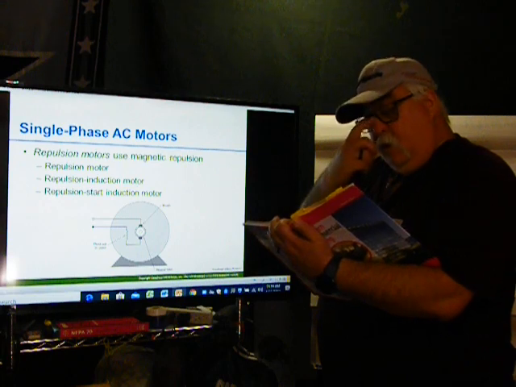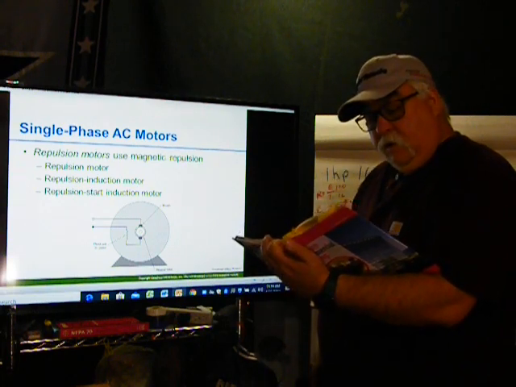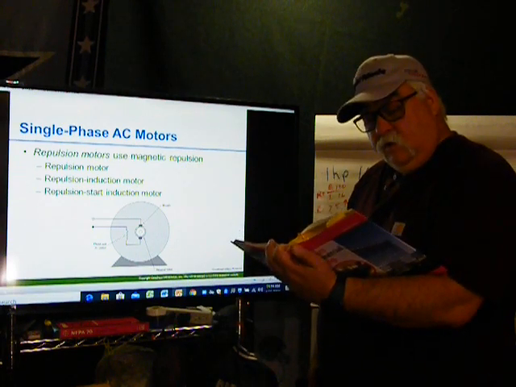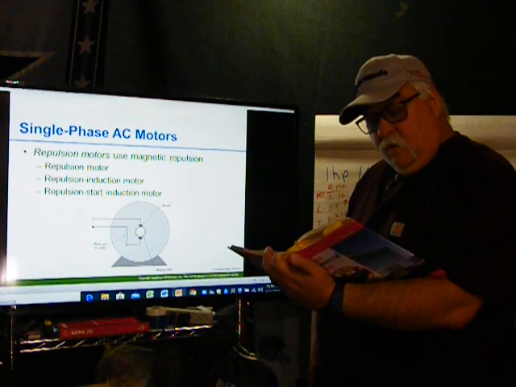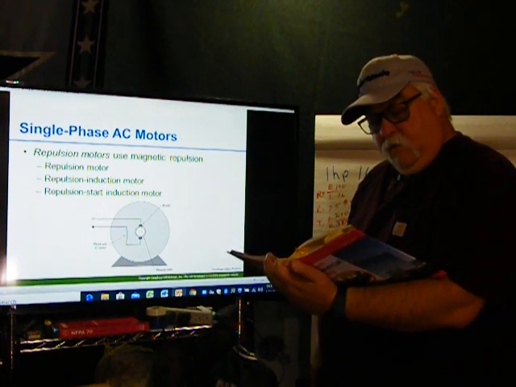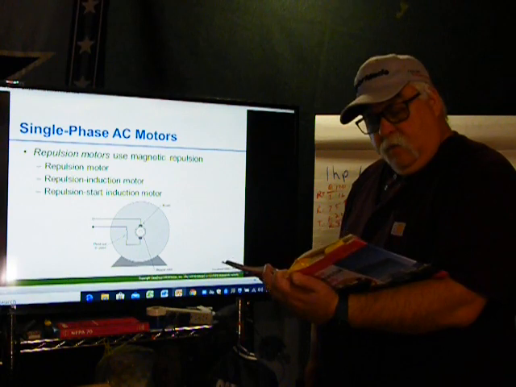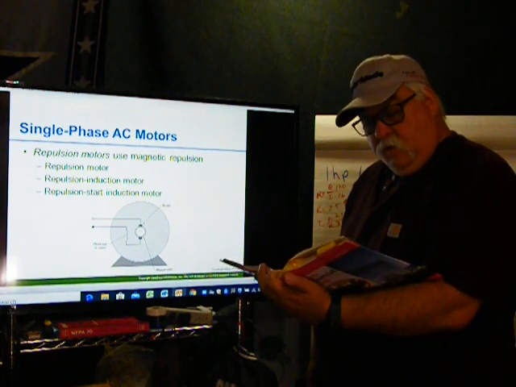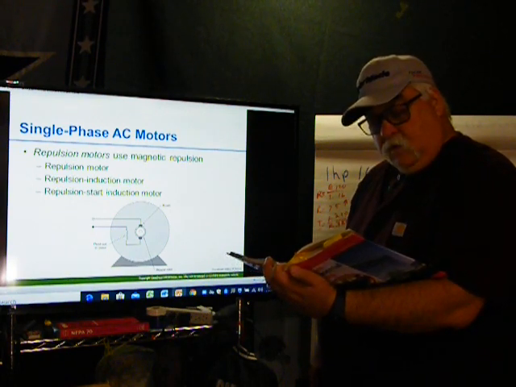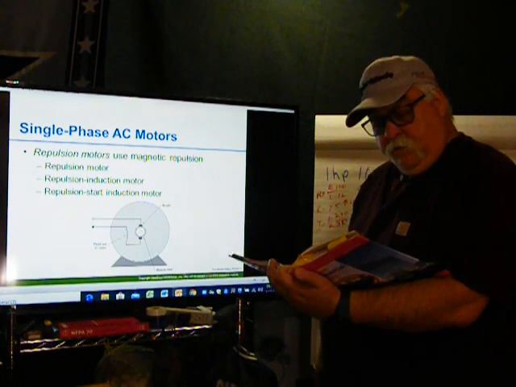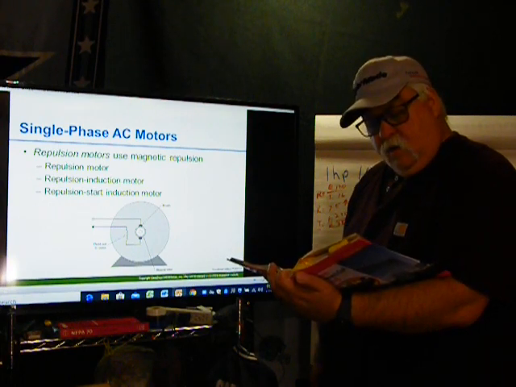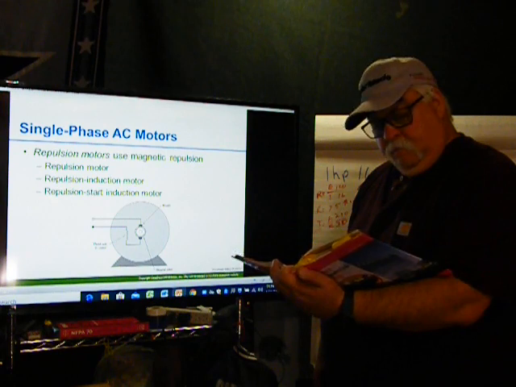Repulsion motors operate using the principle of magnetic repulsion. Currents flow through the field windings of the stator, through the coils and the wound rotor. The interaction of the magnetic fields produces the torque, and the armature coil causes the motor to turn. Repulsion motors are sometimes called series motors because the field and the armature windings are connected in series.